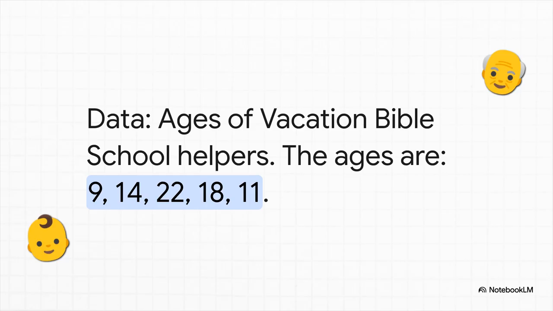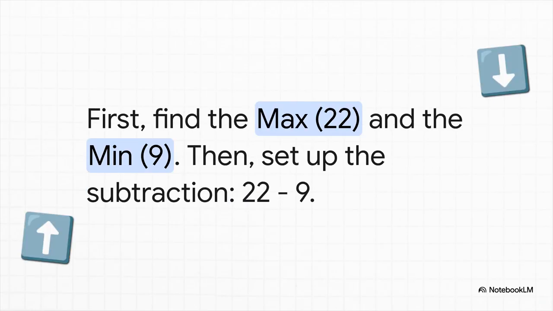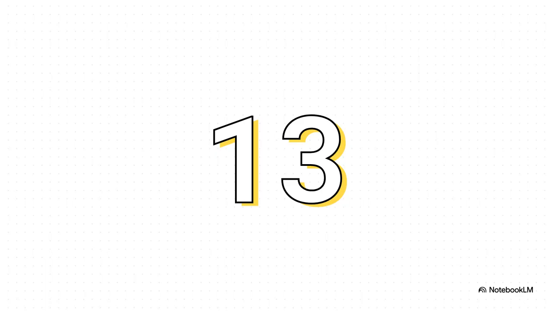So here's the next example from the lesson, the ages of some camp helpers. We've got a 9-year-old, a 14-year-old, 22, 18, and 11. To find the range, all we have to do is find the oldest and the youngest person in this group. So a quick scan tells us the maximum, or the highest age, is 22. The minimum, or the lowest age, is 9. So now we just set up our super simple subtraction problem, 22 minus 9. And the answer is 13. The range of ages is 13 years. See how powerful that is? That one number instantly tells you the entire age spread of the whole group.